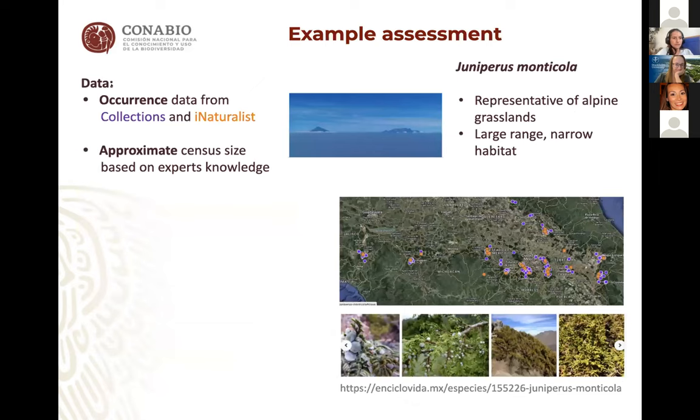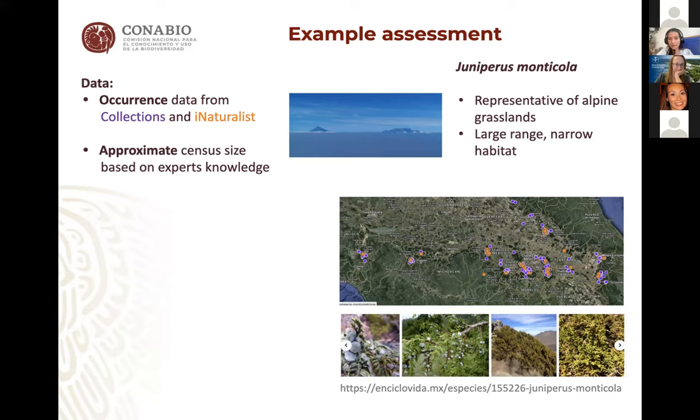So the species I'm going to present as an example is Juniperus monticola. This is a representative of alpine grassland. It occurs in very high elevation mountains. We have occurrence data from scientific collections, some found in purple in the map, and from citizen science, shown in orange.